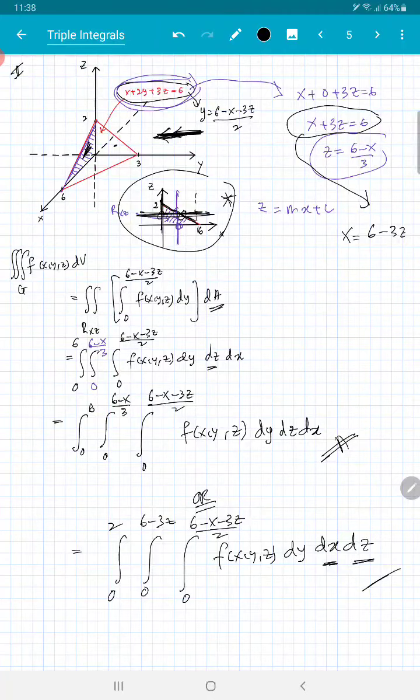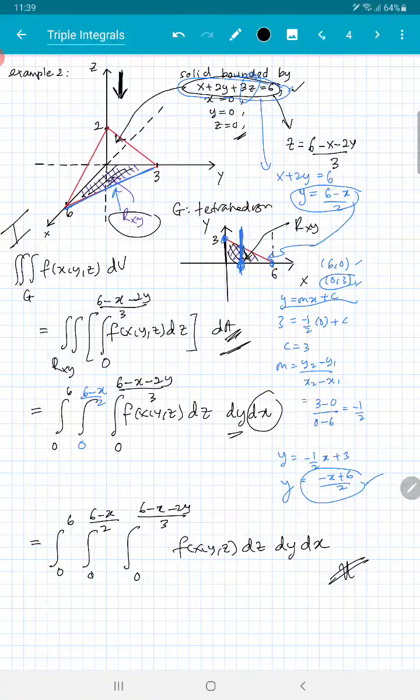So we have one more iterated integral. Okay, so we've done three really. One is dz dy dx.